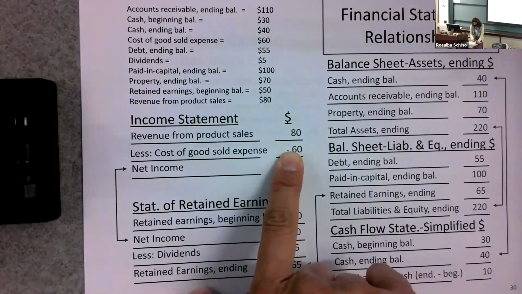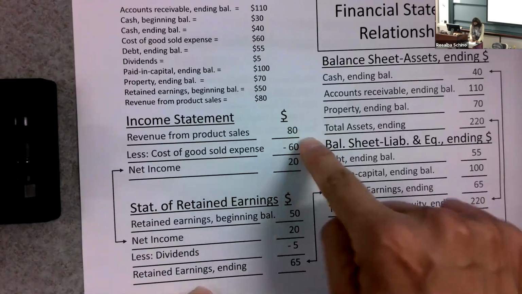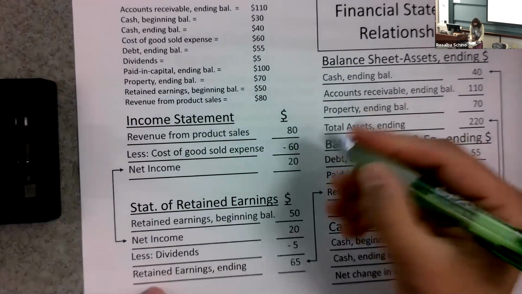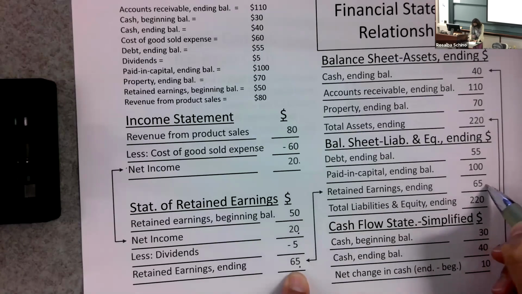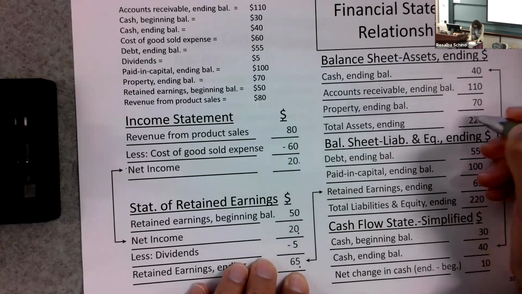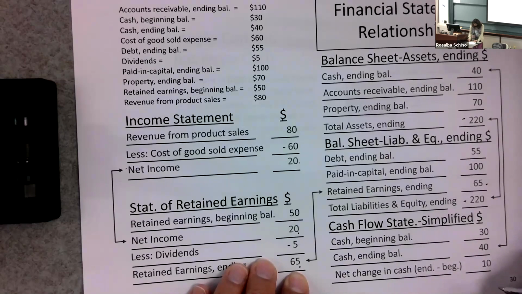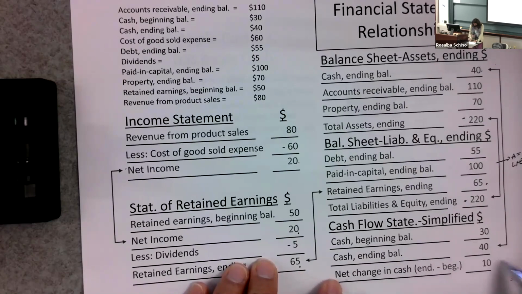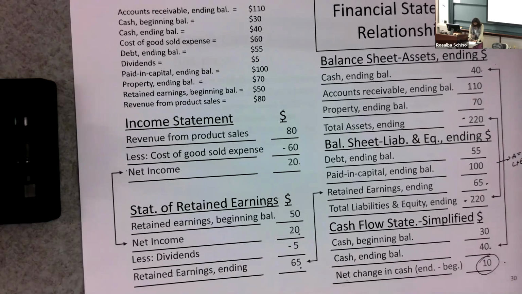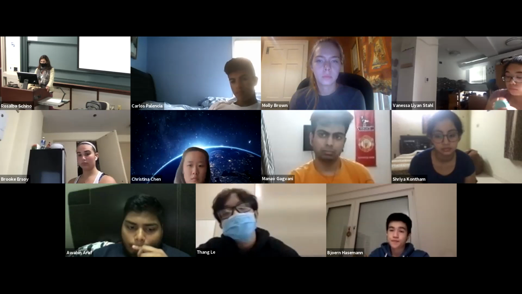Cost of goods sold will go into the income statement. Once you have the numbers of the income statement, you can plug the net income into the retained earnings and come up with the retained earnings. That will make you tie your assets of 220 with your liability and equity of 220. So this relationship is assets equal liabilities plus equity. And then you're going to be able to tie the ending cash balance with the ending balance of the cash flow, which will give you ultimately a net change of $10. So again, you'll see that posted in the slides right after class.